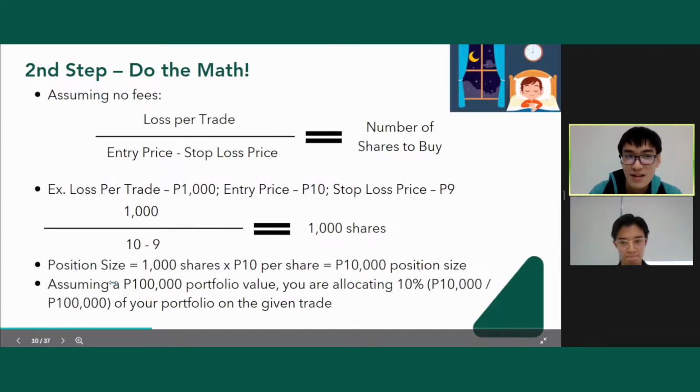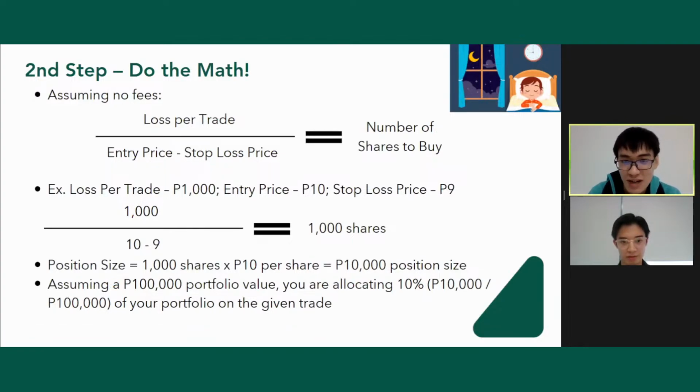So that's how you compute the math, right? How do you do the math? How do you compute your position size? And how much of your portfolio are you actually allocating for that trade, okay?